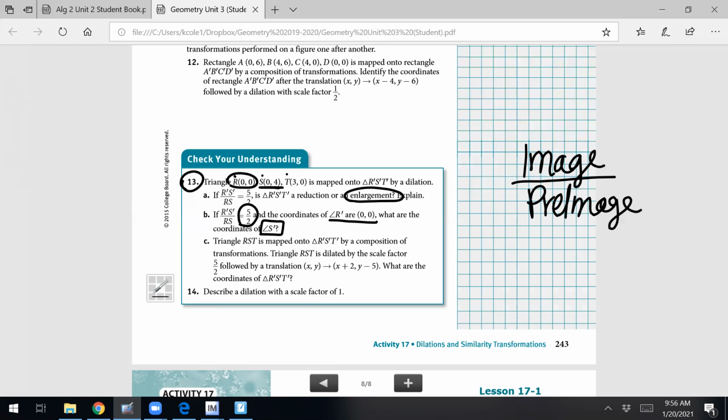So what's 0 times 5 halves? That stays the same. What is 4 times 5 halves? So your ordered pair is actually at 0, 10. Not like what I said. Don't measure it out. Don't count 5 units. Don't do it that way, okay?